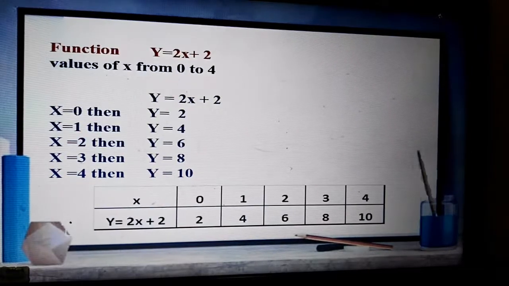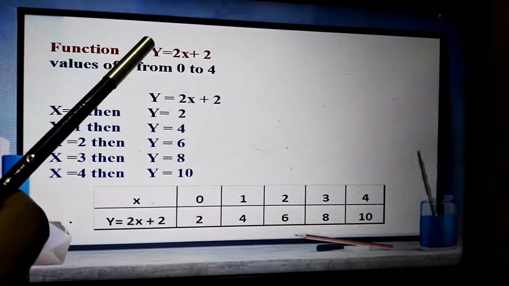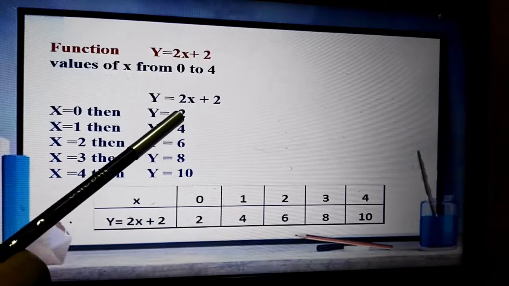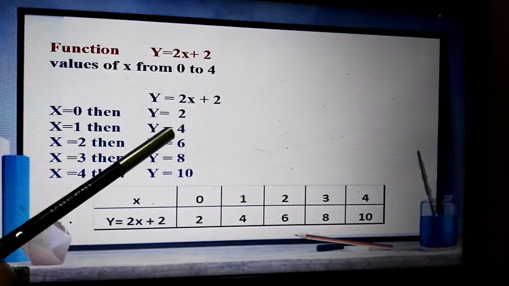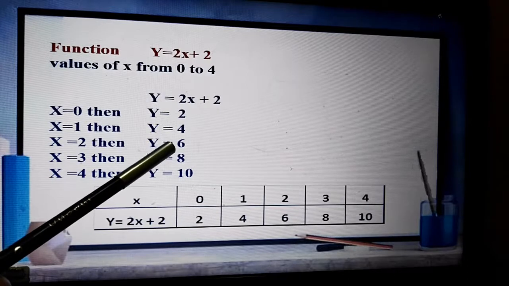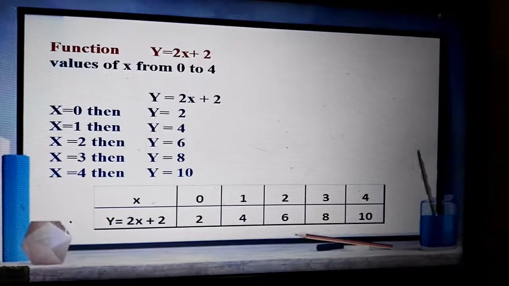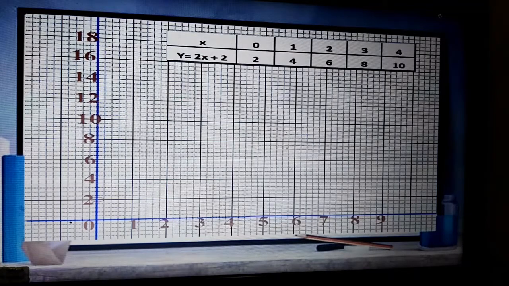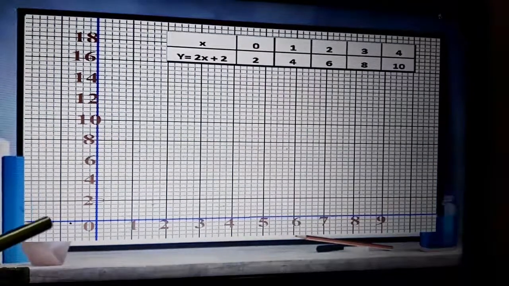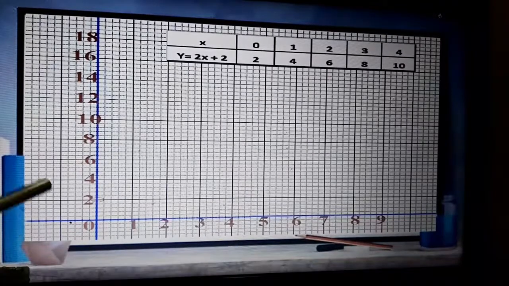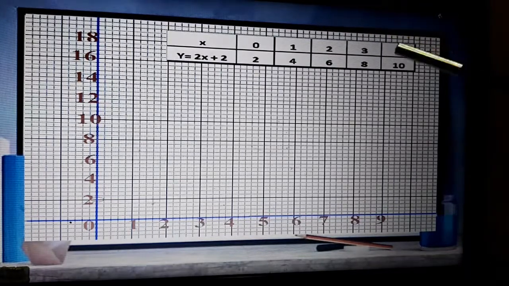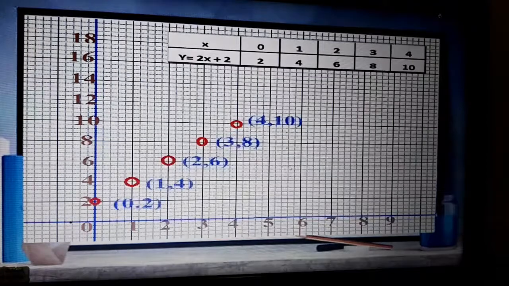Let's start by substituting the values in this function. We get that if x is equal to 0, then y is equal to 2. x is equal to 1, then y is equal to 4. x is equal to 2, then y is equal to 6, and so on. We have this table, the set of all values. Now, here we have taken again the same scale on the Cartesian plane and by taking this table of values.